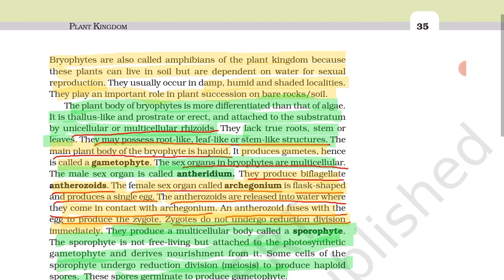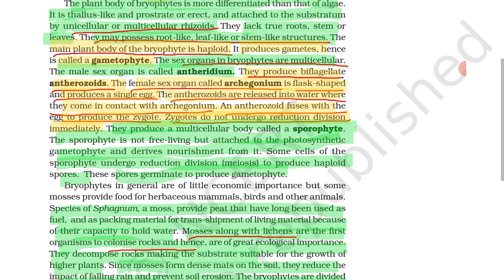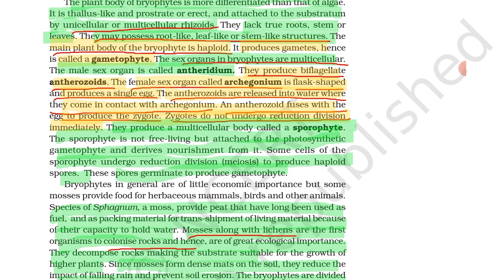Means there is no reduction division immediately. They produce a multicellular body called a sporophyte. The sporophyte is not free living but attached to the photosynthetic gametophyte and derives nourishment from it.